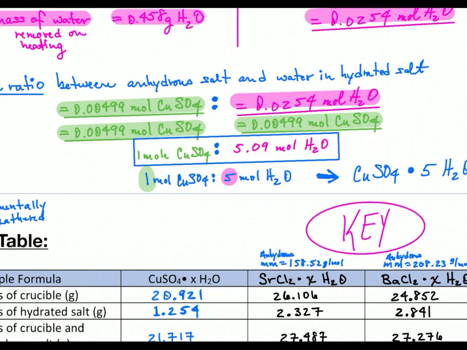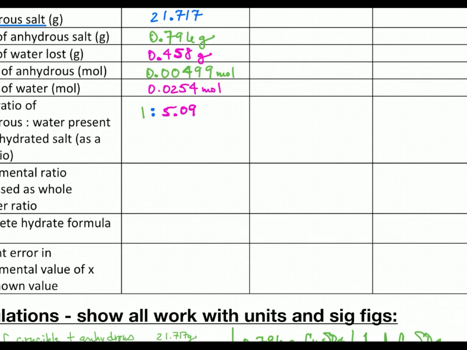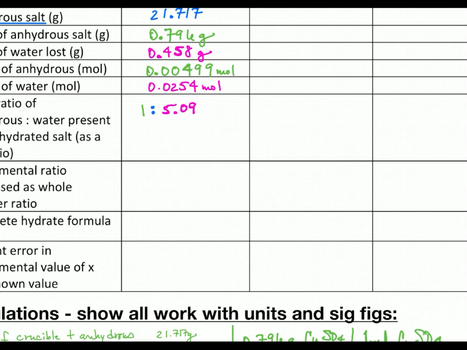And that answer would go in your table as well. So when you take your 1 to 5.09 and you rounded it, you came up with 1 to 5. And your complete hydrate formula, CuSO4·5H2O.